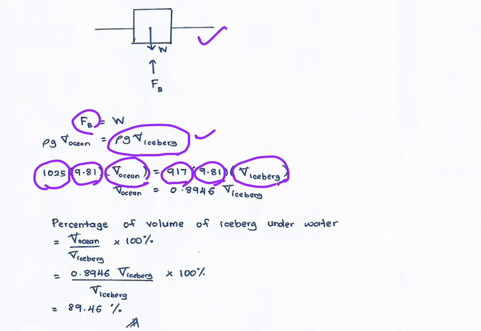Because the question asks us to calculate the percentage of volume of the iceberg underwater, we could rearrange this equation. To calculate the percentage, it becomes volume of ocean divided by volume of iceberg times 100%, and volume of ocean is equal to 0.8946 iceberg. So we could write like this, and then cancel the volume of iceberg, and it will become 89.46%.